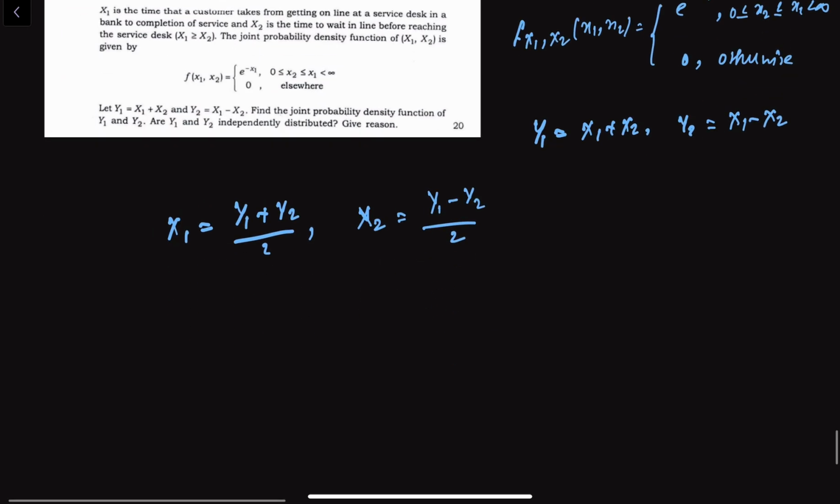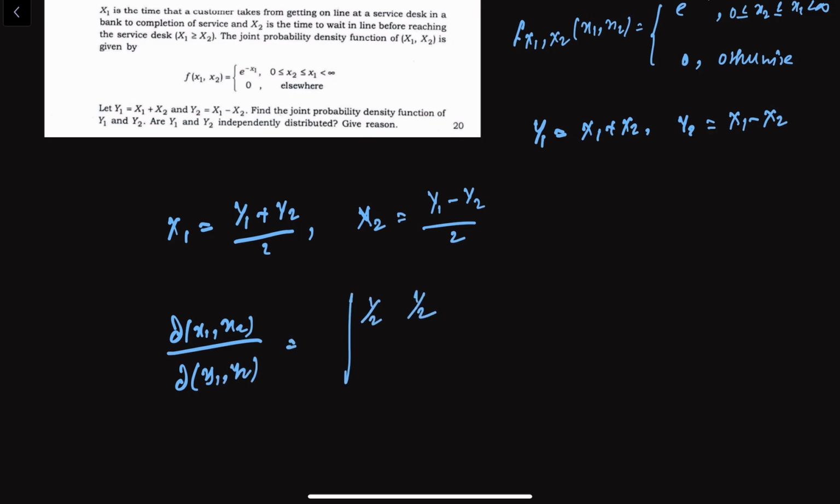So if I define the transformations, y1 as x1 plus x2 and y2 as x1 minus x2, then x1 is nothing but y1 plus y2 by 2 and x2 is nothing but y1 minus y2 by 2. So if I compute the Jacobian here, dou x1 x2 divided by dou y1 y2, so that is half. So dou x1 by dou y1, that is half, and dou x2 by dou y1, that is also half, and then 1 by 2 and minus 1 by 2, which is nothing but minus 1 by 4 minus 1 by 4, which is minus 1 by 2.